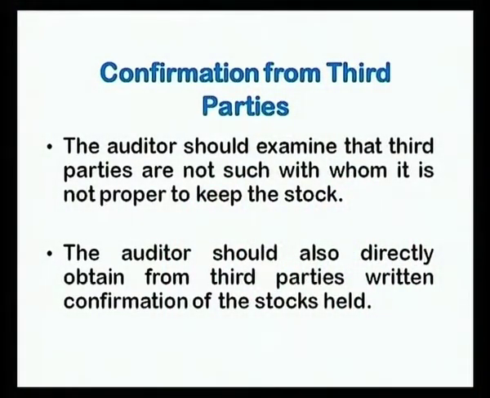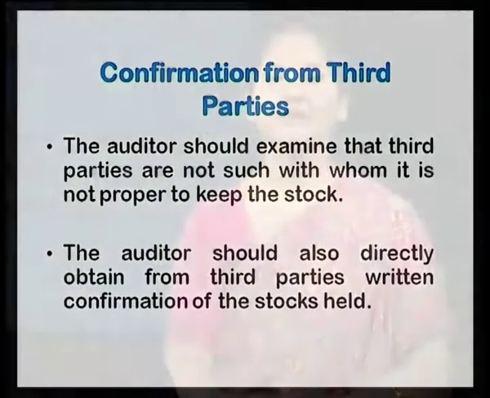Now, as regards confirmation from third parties, the auditor should examine that the third parties are not such with whom it is not proper to keep the stock. The auditor should also directly obtain from third parties written confirmation of the stocks held. Now, it is quite possible that the entity does not have adequate storage spaces or godowns for the purpose of storing the inventories. Hence, the inventories could be stored at some other sites which are called third parties.